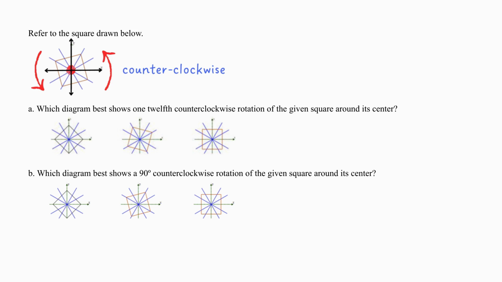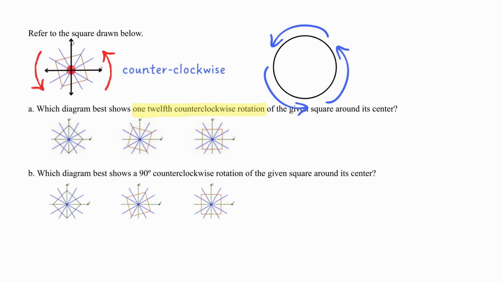Let's look at part A. It is asking to find which diagram represents a 1/12 counterclockwise rotation. First, we need to figure out what 1/12 of a rotation actually looks like in degrees. Now, a complete turn all the way around is 360 degrees, which is a full circle. To find 1/12, we divide the full circle, 360 degrees, by 12. This is going to be equal to 30 degrees per part.